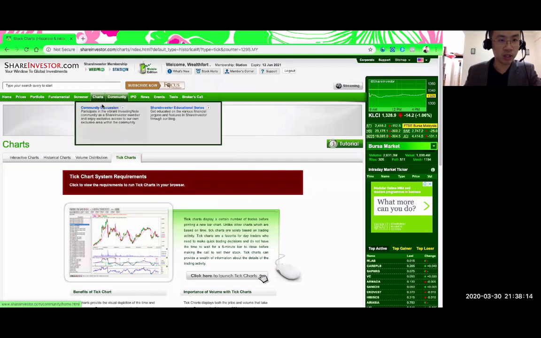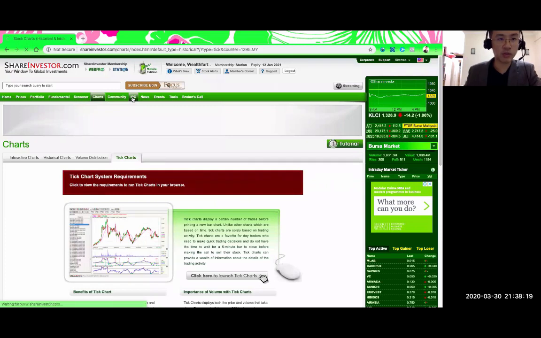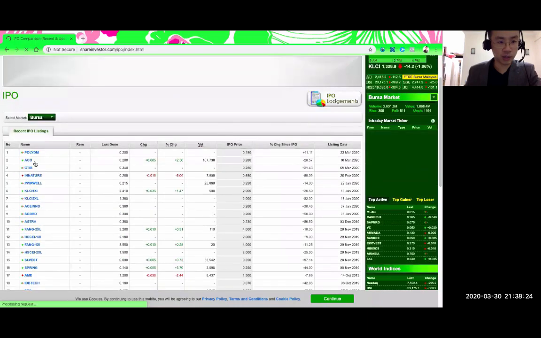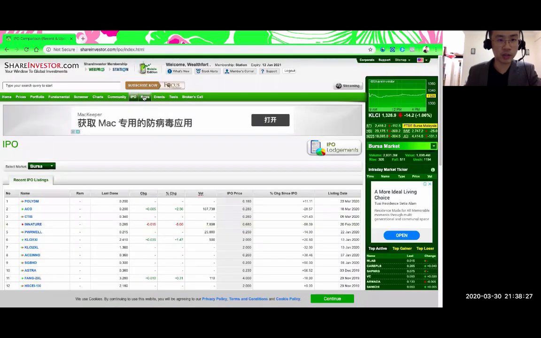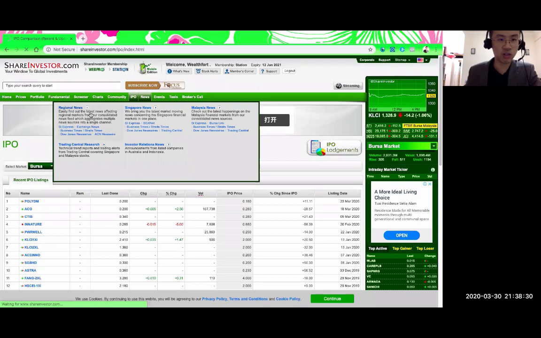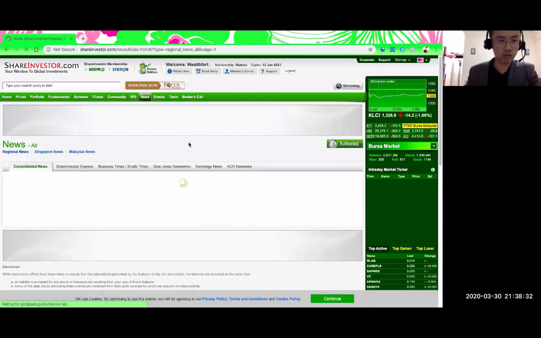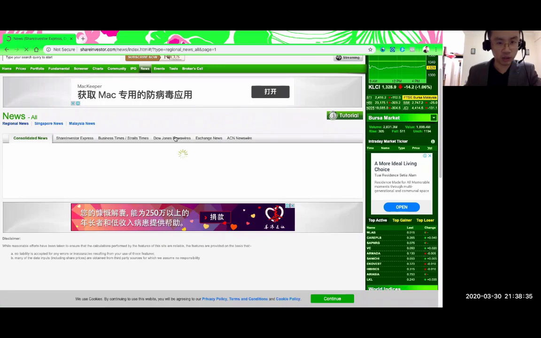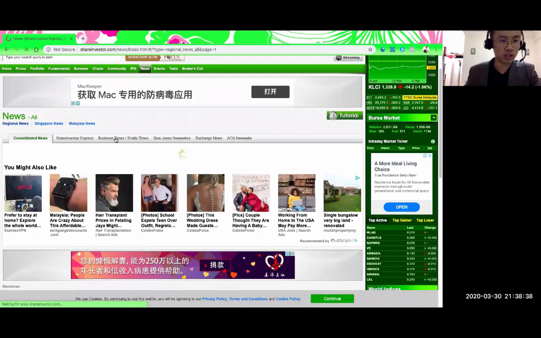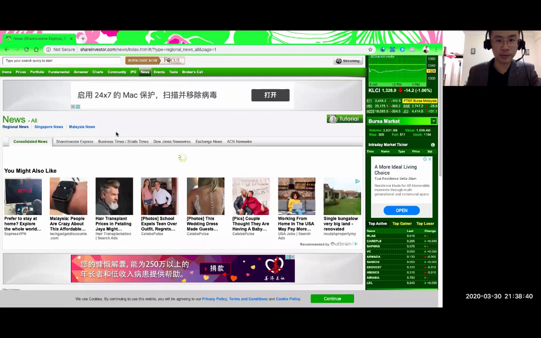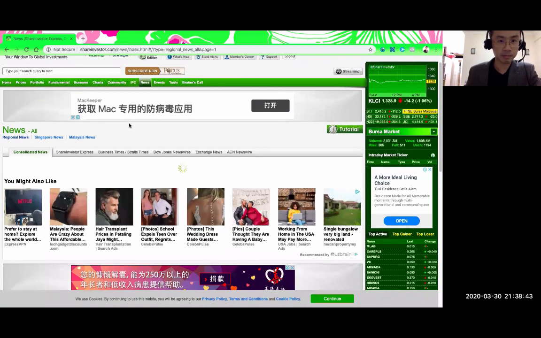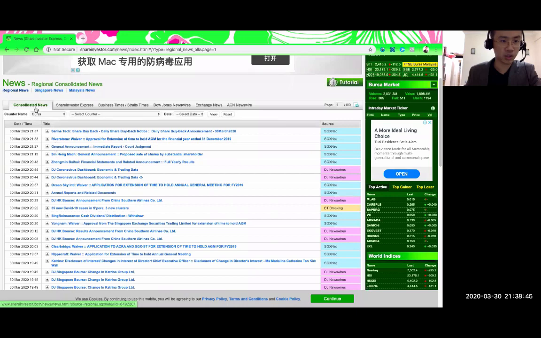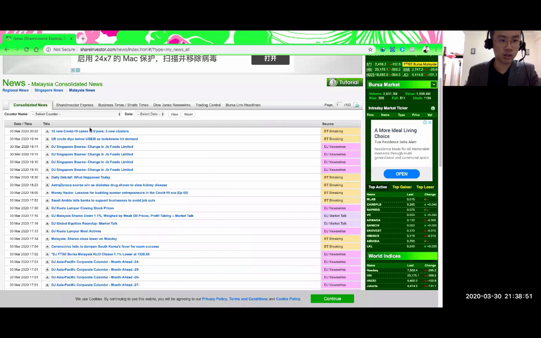Then you can also join the community discussion. You can find all the IPO information, how they are performing after their IPO. For recent IPOs, you can go and find news, regional news, Singapore news or Malaysian news. Or if you want Dow Jones news, you can click. So these are the news that could pop up. These are consolidated news. If you want just Malaysian news, just click Malaysian news. So all the Malaysian news come up.